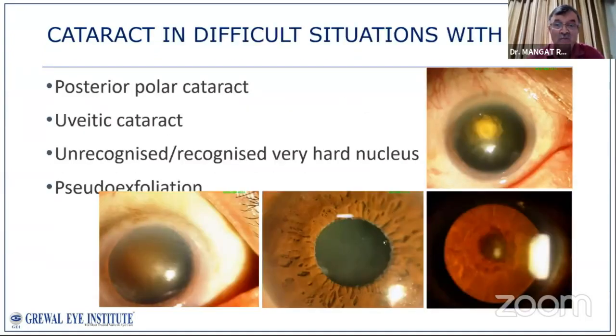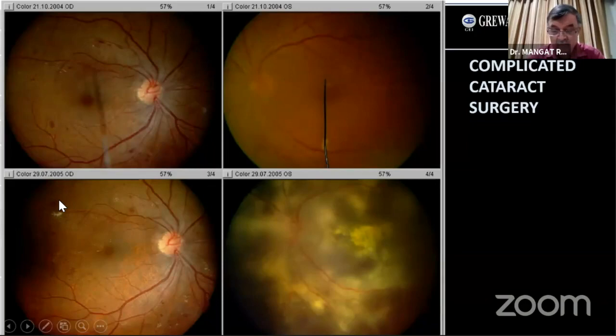So that part, I think we have to be very careful. If you have these kinds of patients, if you have somebody whom you don't like, send them for cataract surgery to him. So the posterior polar cataract, uveitic, or a hard or a pseudo exfoliation. I'm just showing one example here. You can see there is a retinopathy. This is the right eye. Left eye, complicated surgery was done. There was a posterior capsular rupture, part of the nucleus went in. But you can see what has happened. The eye was lost. There was subsequently even a neovascular glaucoma. So you have to be very careful. It can go like a fire.